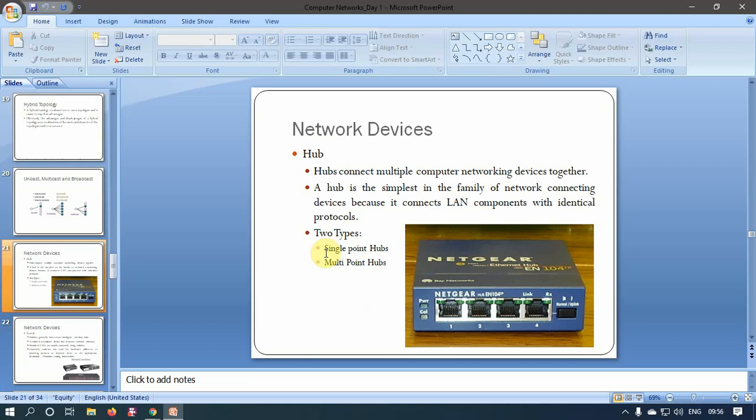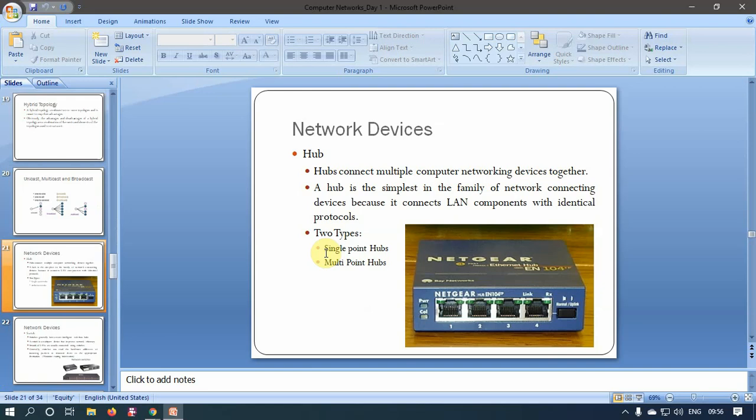Now we will discuss some of the network devices that we see in our day-to-day lives. The first one, as we discussed in the topology, is something called a hub, right? Now what's a hub? A hub connects multiple computer networking devices together. A hub is the simplest in the family of network connecting devices because it connects LAN components with identical protocols. There can be two types of hubs: a single point hub and a multi-point hub.